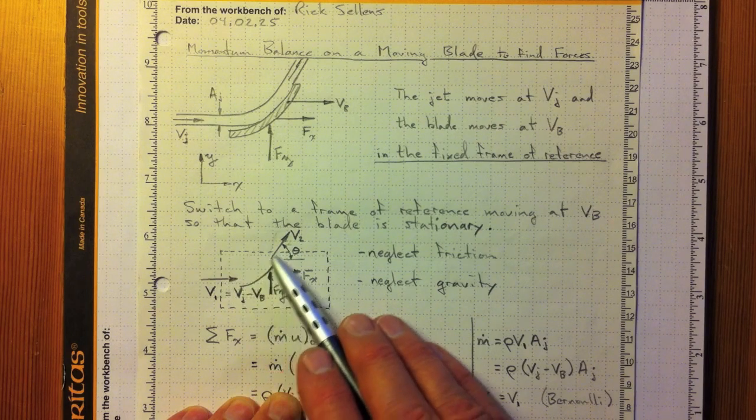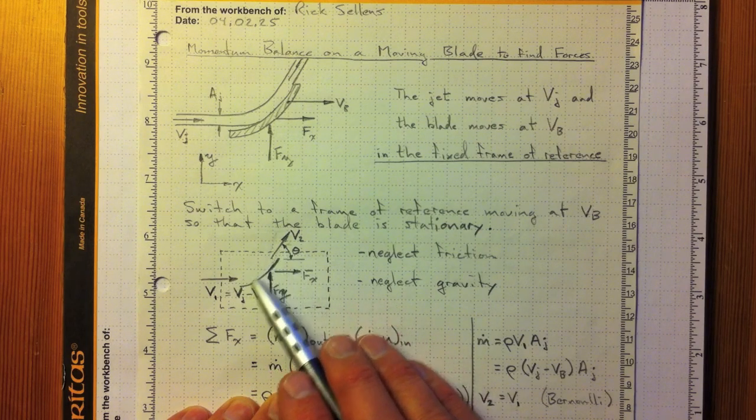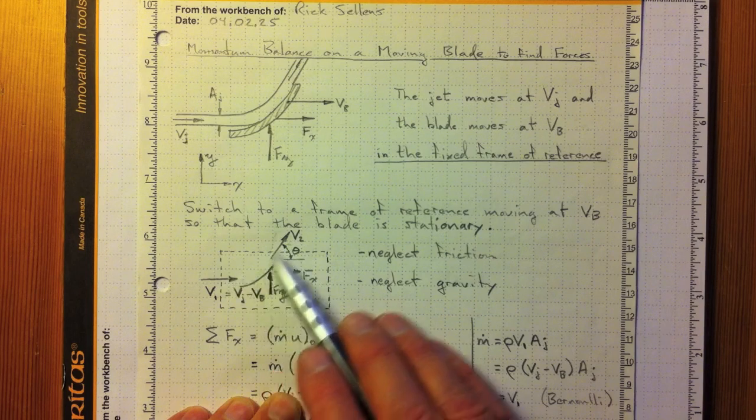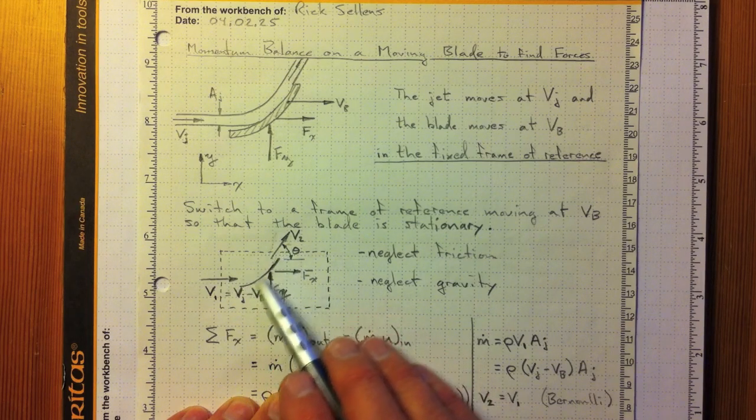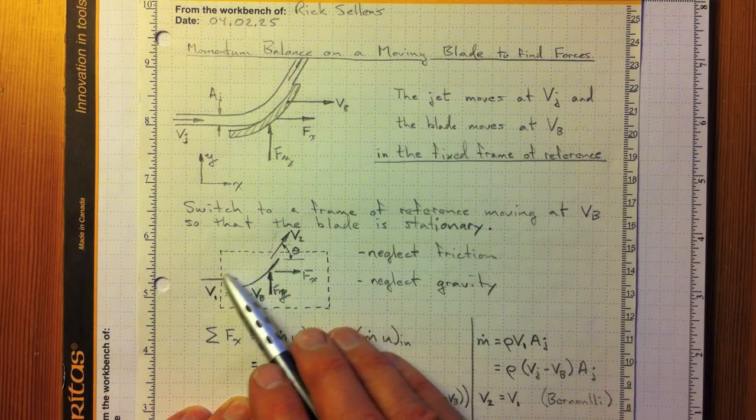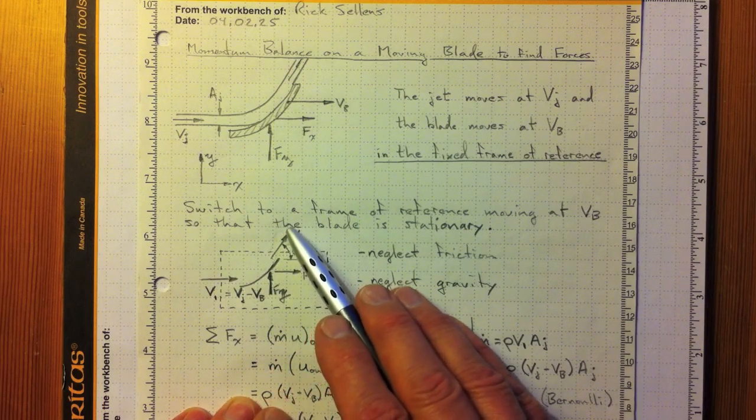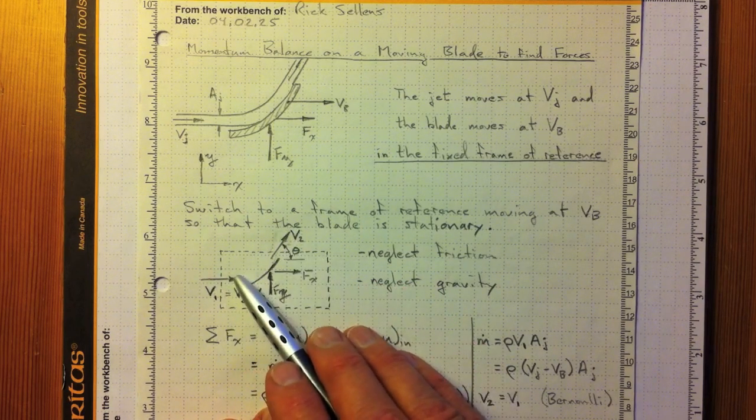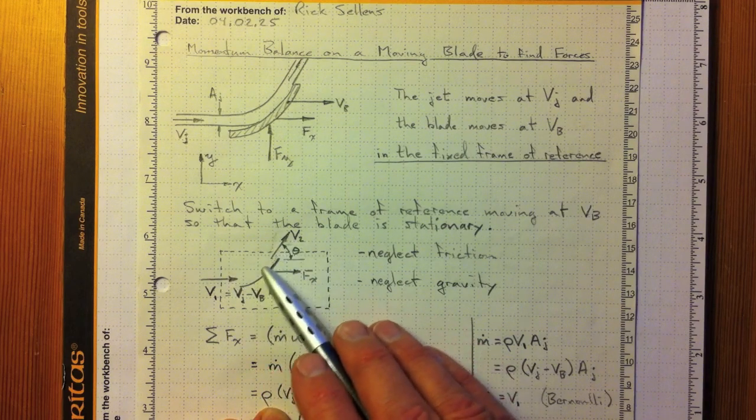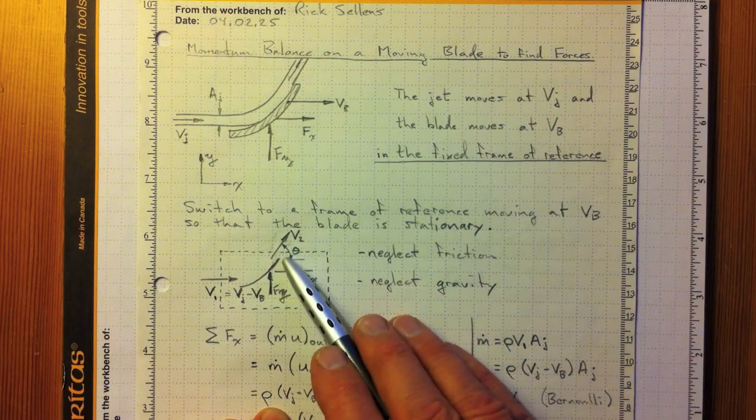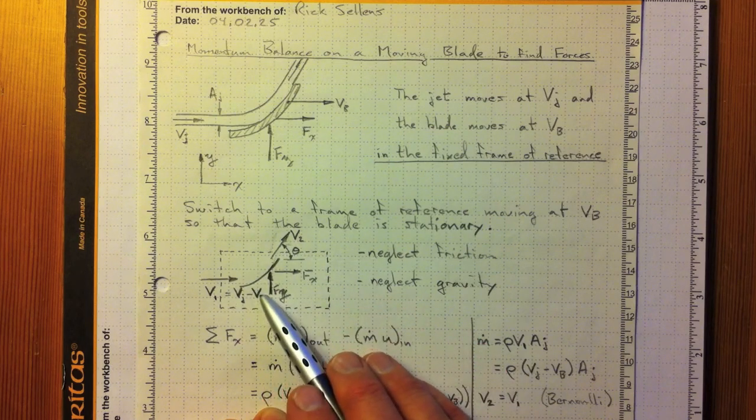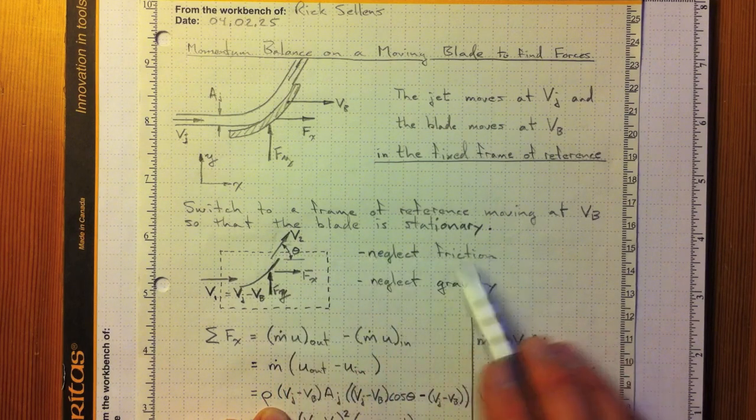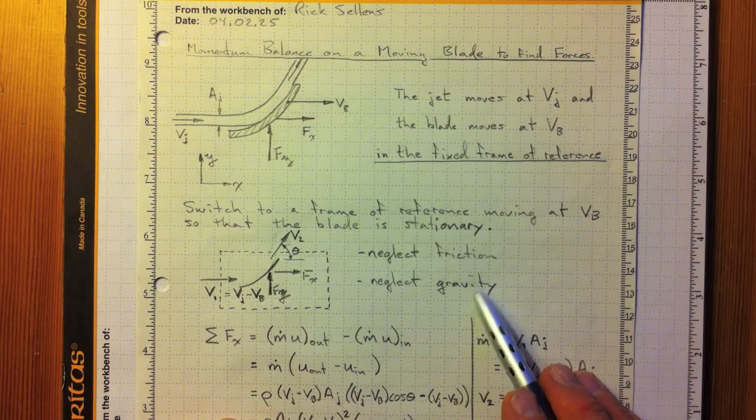We apply Bernoulli's equation, because there is no change in energy in the fluid. There's no work done on the fluid by the blade or work done on the blade by the fluid. And the result is V2 will be equal to V1, neglecting gravity, and there will be no pressure difference. So V2 is also V jet minus V blade, neglecting friction and neglecting gravity.